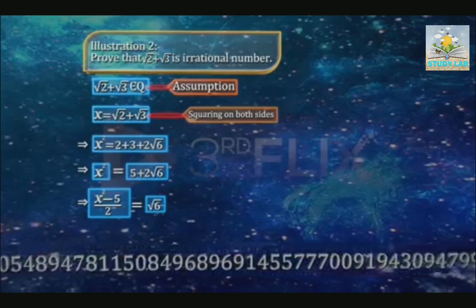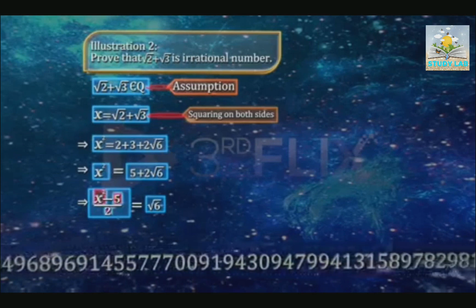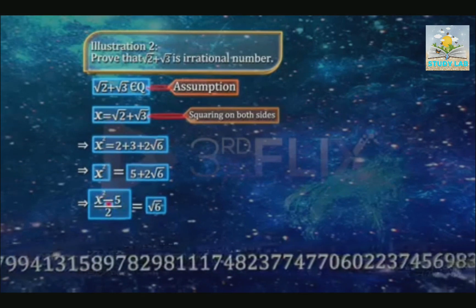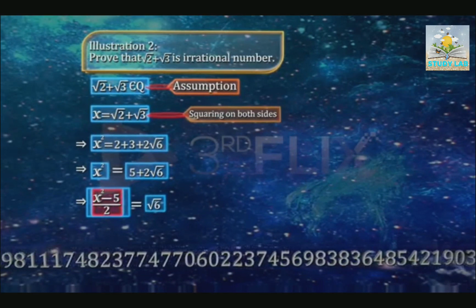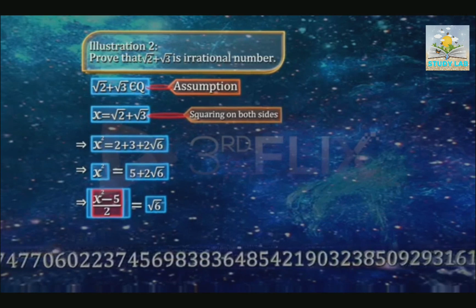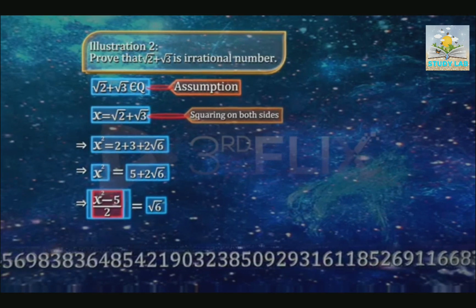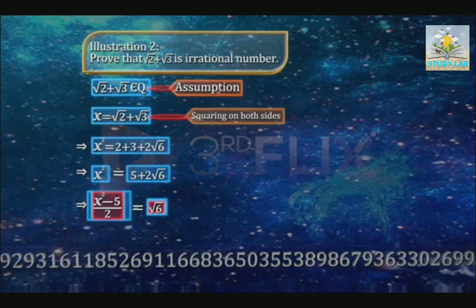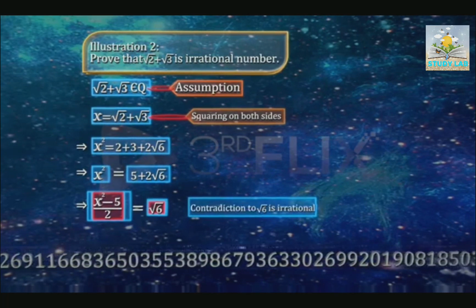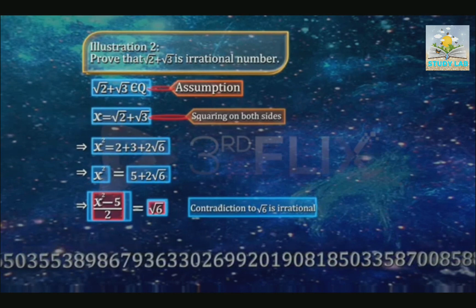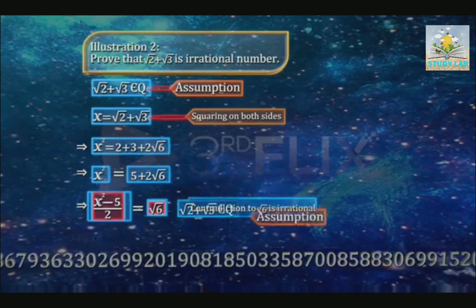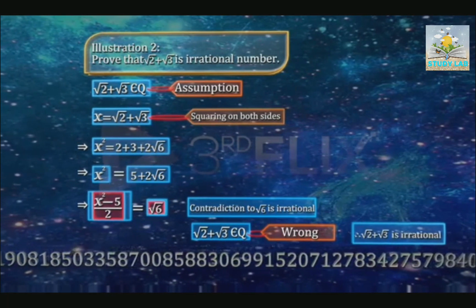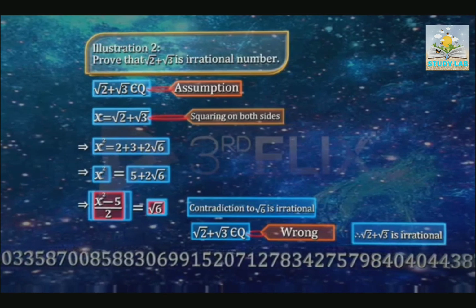Here we observe that x square, 5, 2 are rational numbers. So, x square minus 5 whole by 2 is a rational number. Implies x square minus 5 whole by 2 is equal to root 6 is a rational number, which is a contradiction of the fact that root 6 is an irrational number. So, our assumption is wrong. Therefore, root 2 plus root 3 is irrational number.